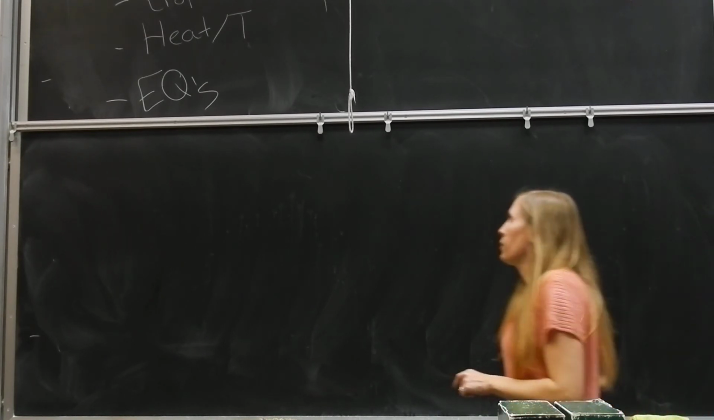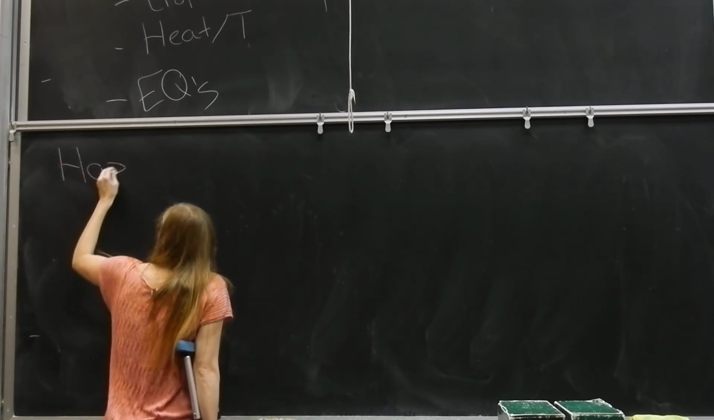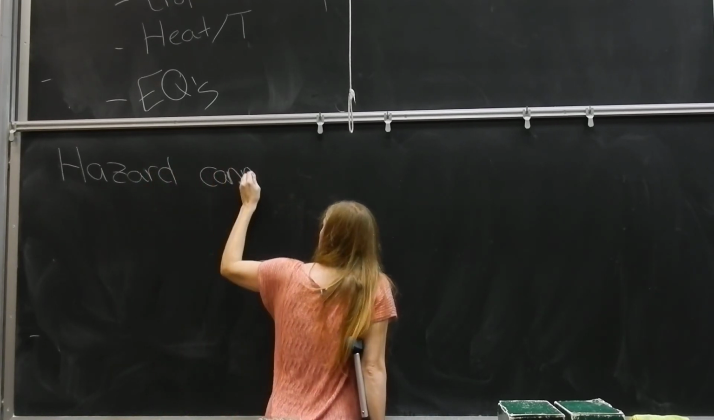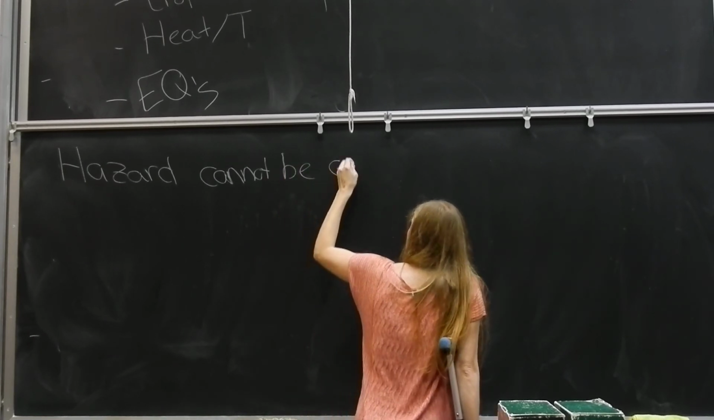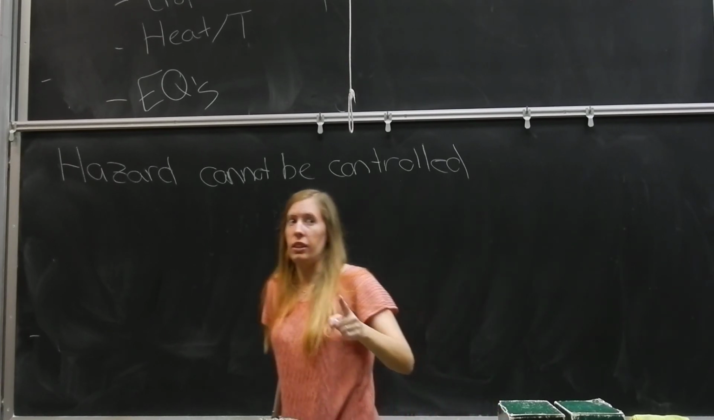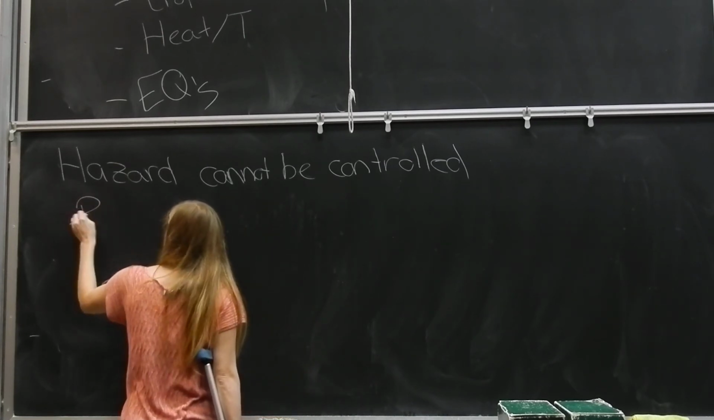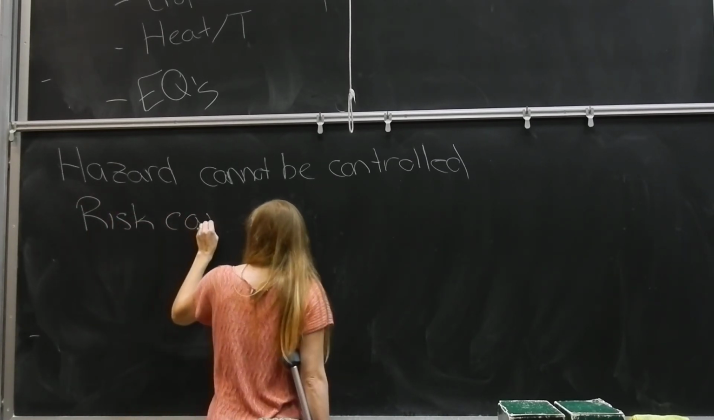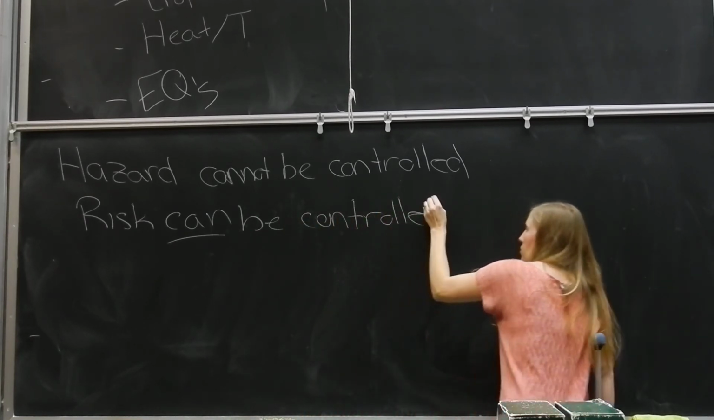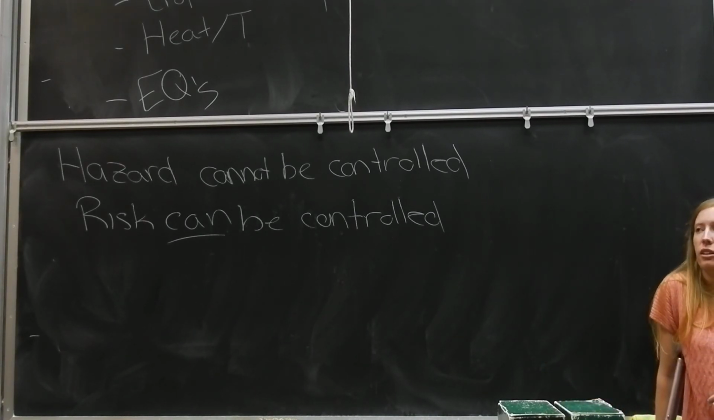All right. One thing about these hazards and predicting: the hazard of an eruption cannot be controlled. The risk can, right? The hazard is there whether we're here or not. The risk can be controlled. First of all, just by stopping people from living around areas that have volcanic activity.